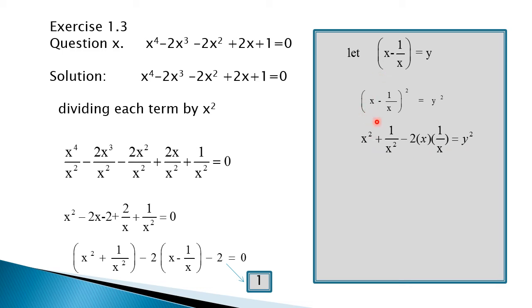Students, here we apply the formula (a - b)² = a² + b² - 2ab. Now further, when we simplify this equation, x will be cancelled with this x, and the equation becomes x² + 1/x² - 2 = y². And we shift this -2 to the other side of the equality sign. So x² + 1/x² = y² + 2.